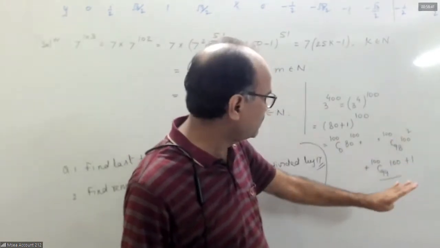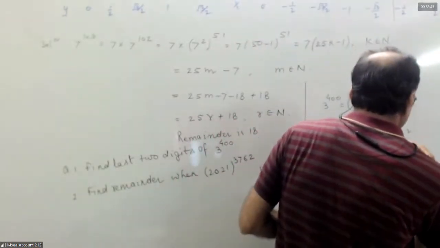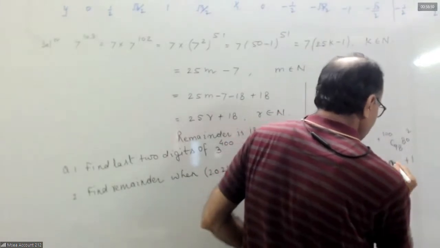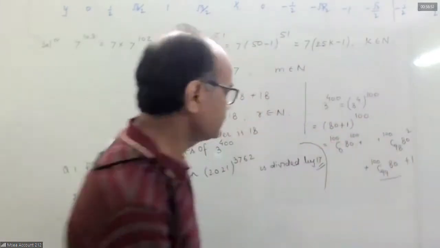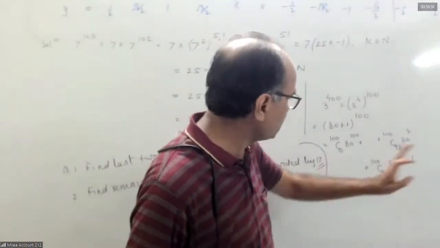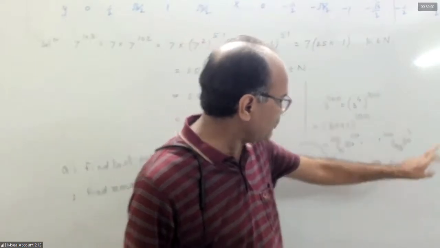Sorry, the base was 80, not 100. The last term will be how much? One only, no? Yes, sir. 100C100 into 1.